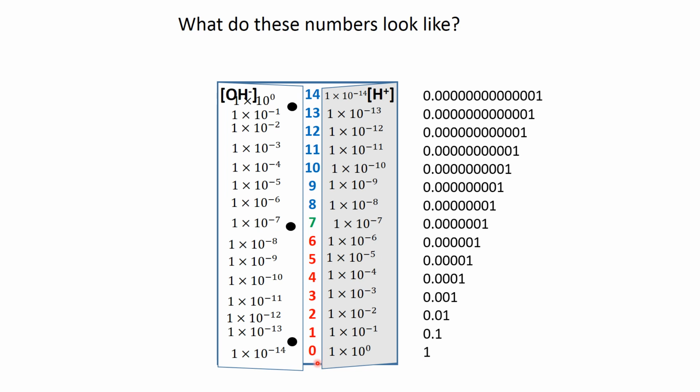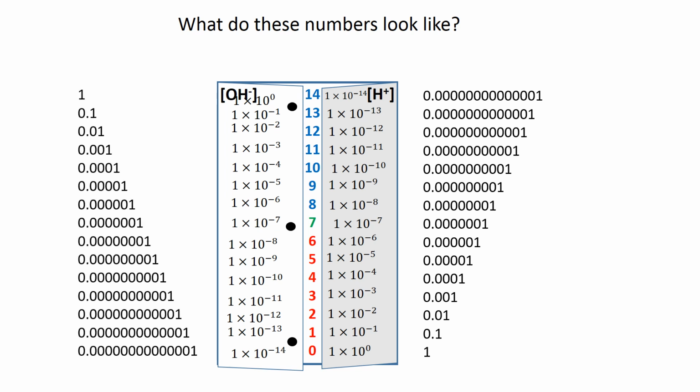So we can have a negative number, and we can also have a number greater than 14 for a base that's very basic. But this pH scale is designed around a 1 molar solution. So really it doesn't have much meaning if we have a concentration that's higher than 1 molar. And what do these numbers look like on the other side? Well, of course, they look exactly the opposite.